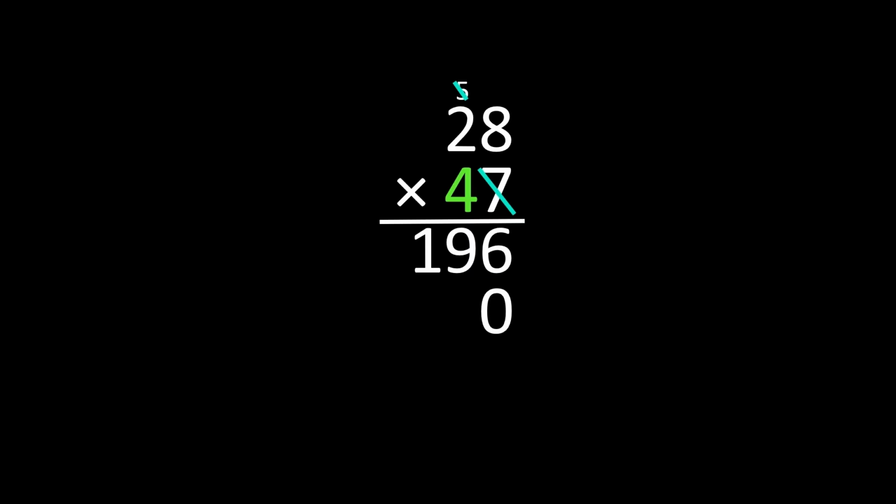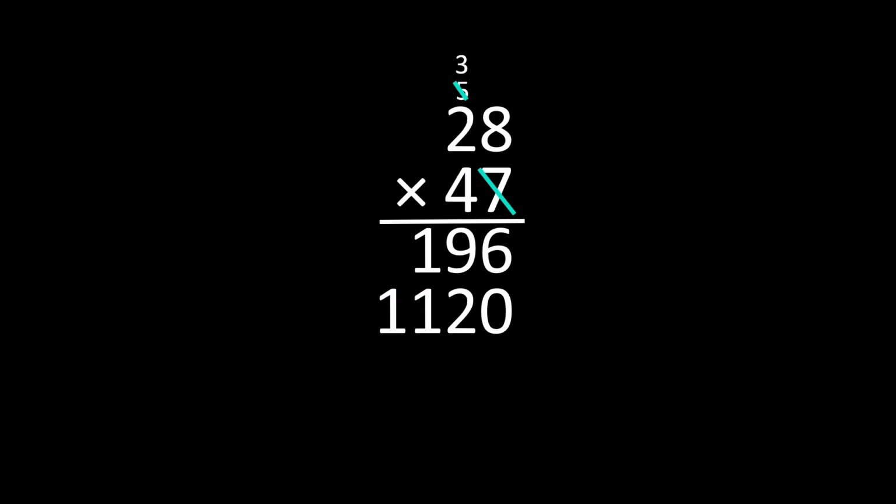And we go back to the ones digit in 28 and we multiply 4 times 8. 4 times 8 is 32. So we place our 2 and we regroup by carrying the 3 and placing it above the 2. Then we'll be multiplying 4 times 2. 4 times 2 is 8, plus the 3 that we carried is 11.